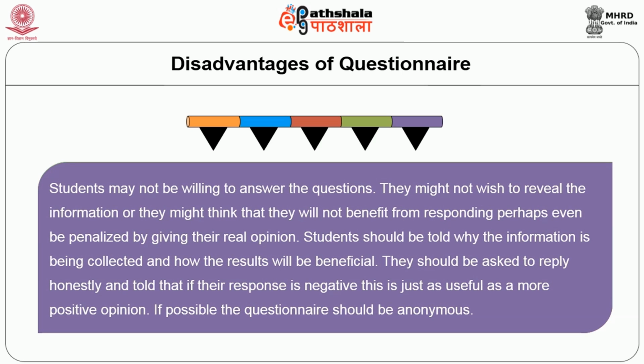Students may not be willing to answer the questions. They might not wish to reveal the information, or they might think that they will not benefit from responding, perhaps even be penalized for giving their real opinion. Students should be told why the information is being collected and how the results will be beneficial. They should be asked to reply honestly and told that if their response is negative, this is just as useful as a more positive opinion. If possible, the questionnaire should be anonymous.